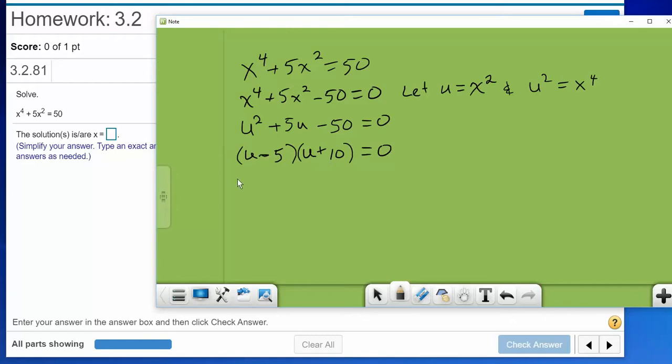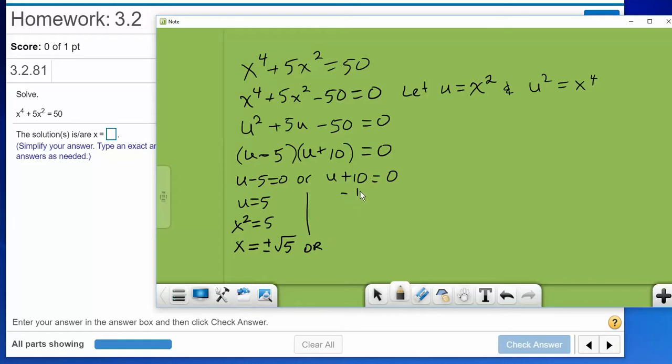Okay, we're going to solve these. So u minus 5 equals 0. U plus 10 equals 0. Now we're just going to add 5 to both sides. And then you have to remember to do your u substitution. You have to substitute back. So x squared is 5. And since you have the x squared by itself, we can do the square root principle. So we get x equals plus or minus square root of 5.